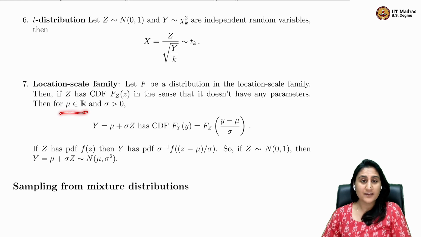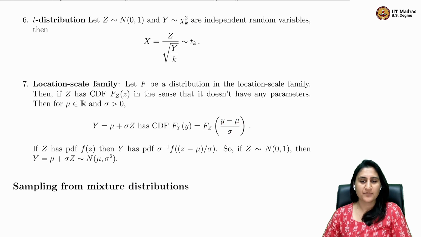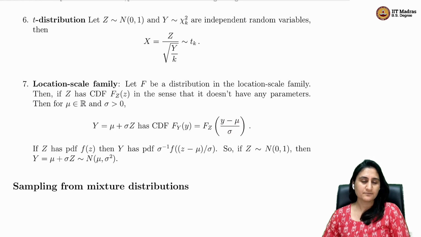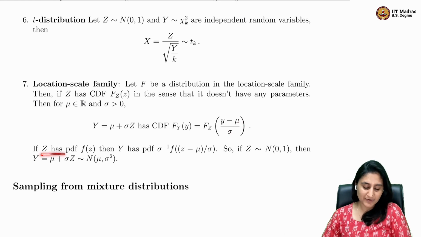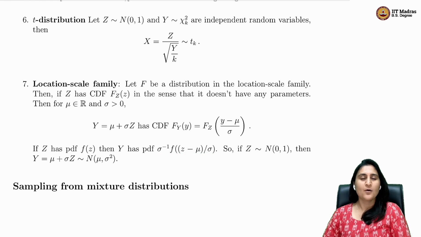Then for mu in the reals and sigma positive, if I define a new random variable Y equals mu plus sigma Z, then this new random variable has distribution F_Y(y) equal to F_Z of (y minus mu) divided by sigma. So F of y is nothing but F_Z evaluated at a different point, at a centered and scaled point. And with that same logic, if Z has PDF f_Z, then this Y has this PDF. Okay. Why is this useful?